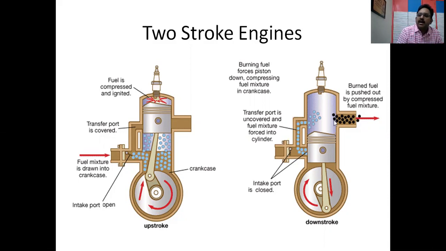See here, the exhaust port will be opened and the exhaust gases will leave. Simultaneously, this makes a pressure inside the crankcase. So what happens here? The transfer port is open. So the fresh air which was already drawn in during the upward stroke will be sent from the crankcase into the cylinder, that is into the combustion chamber, through the transfer port. So it will be admitted.